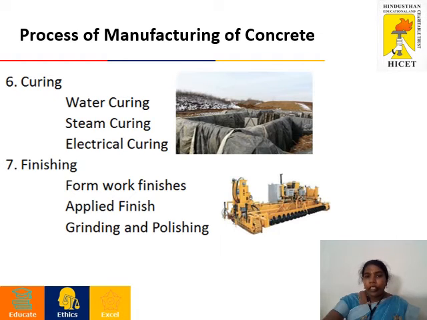Spraying with water is one of the curing methods. Then there is steam curing, then electrical curing. These curing methods are used to increase the strength of the concrete and its desired properties, and also to control the moisture loss during the cement hydration process. Curing plays a very important role in concrete manufacturing, because curing alone gives the desired strength of the concrete.